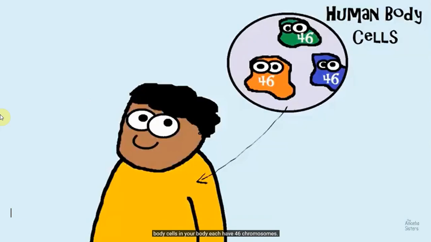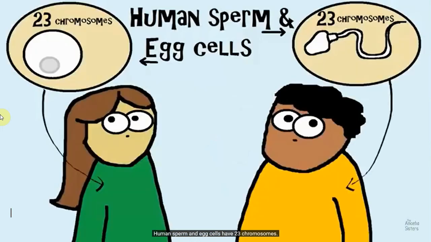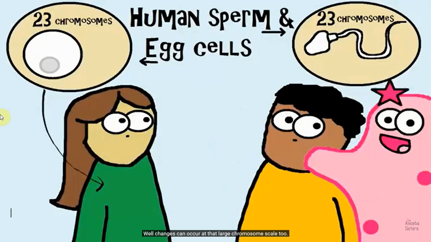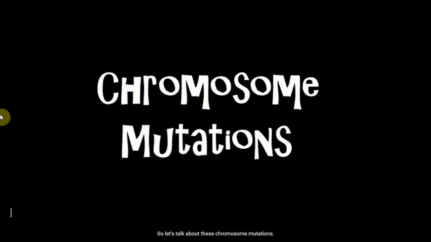So all the body cells in your body have 46 chromosomes. Human sperm and egg cells have 23 chromosomes. Well, changes can occur at that large chromosome scale too. So let's talk about these chromosome mutations.